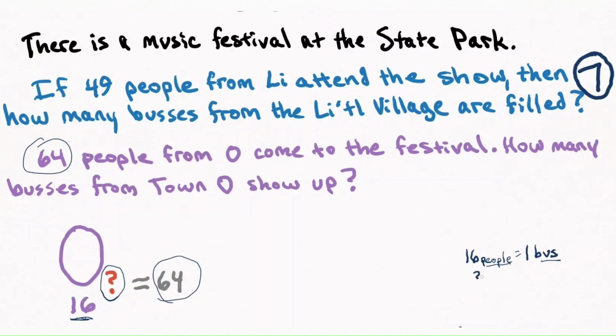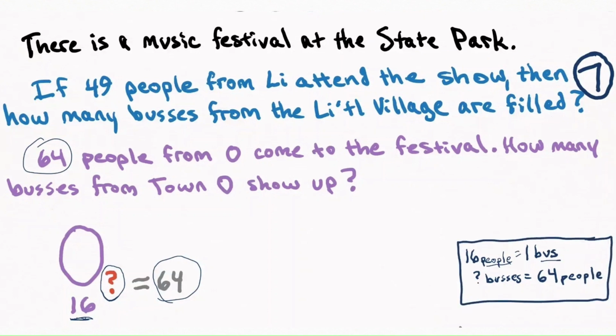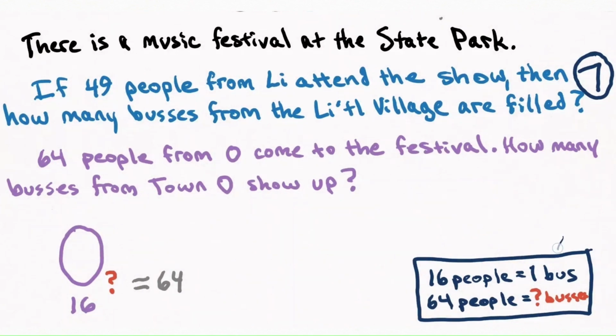Now, the question is, how many buses is it going to take to bring 64 people to the concert, right? So that's what we're asking. So this is our data table, and let's take our data table in the next slide, and we'll set up the problem and knock it out real quick. So here's our data table that we did in the last slide. 16 people in 1 bus, 64 people equals question mark buses.